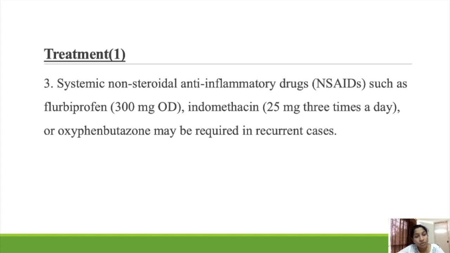Also, systemic non-steroidal anti-inflammatory drugs are given. So first steroid eye drops can be given, then cold compress, then systemic non-steroidal anti-inflammatory drugs can be given. So these are the treatments of episcleritis.